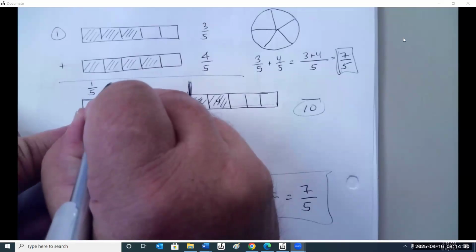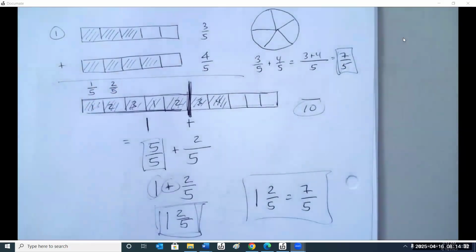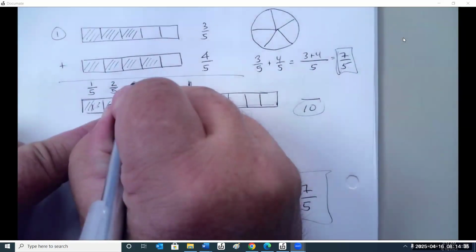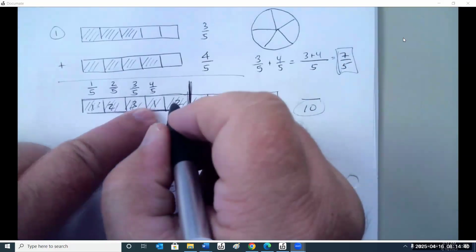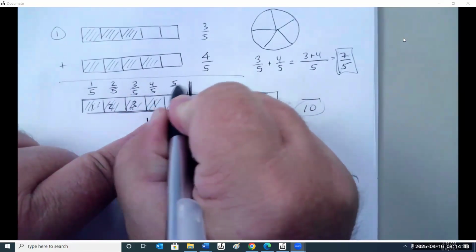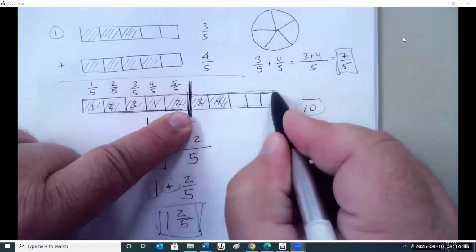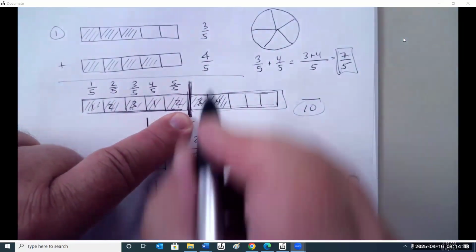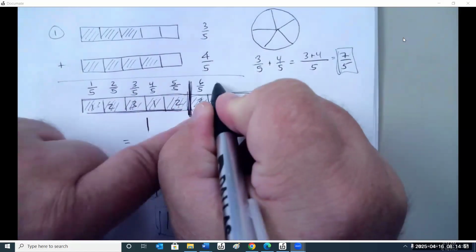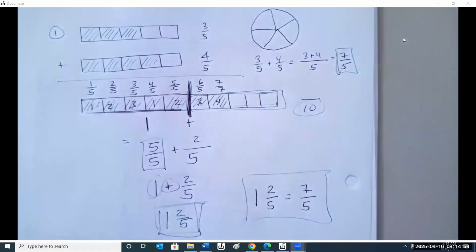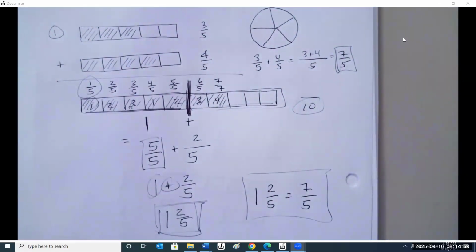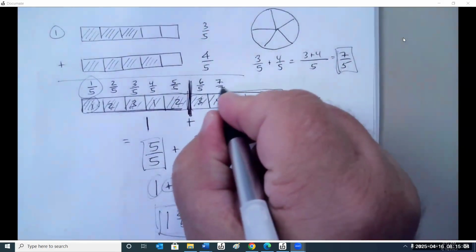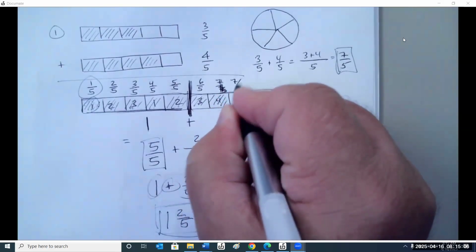Then this one would be 2/5. Then this one would be 3/5. Then this one would be 4/5. Then this would be 5/5. And remember, I'm adding another bar, so it's still over 5. Now I have 6/5. And now I have 7/5. Because each one of these boxes are the same size. They're each 1/5 of a number. I add 7 of them. Right. Oh, 7/5. It's 7/5.